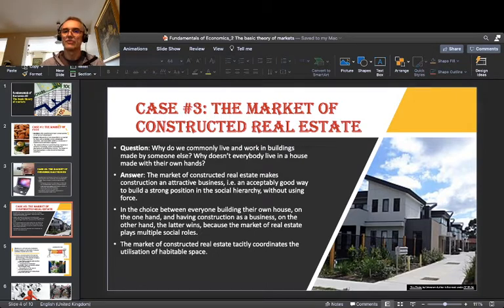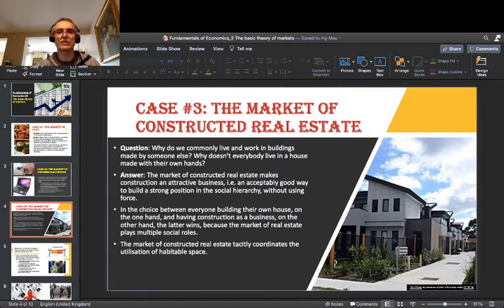It requires accumulating a large amount of resources in one place. So it requires a large amount of money, a very large team of people who are supposed to build whatever we want to build. It requires a lot of equipment, of machinery. So it is like heavyweight coordination. And if you are successful in the market of constructed real estate, so if you are a successful promoter, you can just rocket up in the social hierarchy.